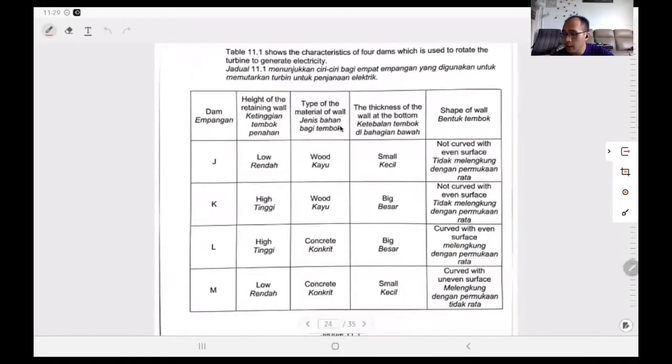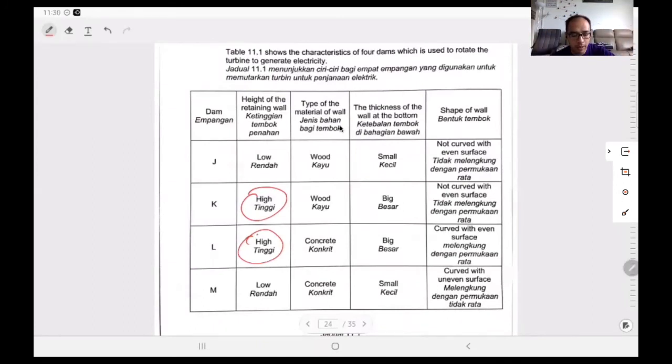Height of the retaining wall. Do we want it to be low or high? Obviously, we want the retaining wall to be high, so that the depth will be bigger. Okay, depth will be bigger, or it can contain more water. What's the point of a dam? If the wall is so low, then you cannot simpan banyak air. Then when there's a water crisis, oh no, there's no water supply.